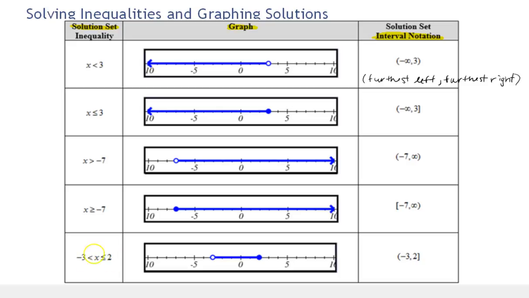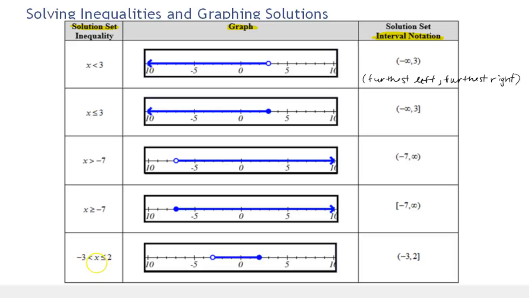And finally this one, okay, we call this a double inequality. The value of x is bounded between two values. X is between -3 and 2. So our left-hand boundary, instead of being negative infinity, is -3. Notice there's a circle because x cannot equal -3. It's strictly less than, or -3 is strictly less than x.